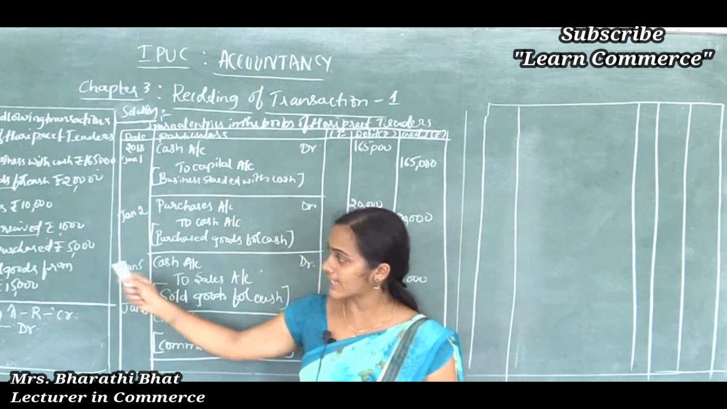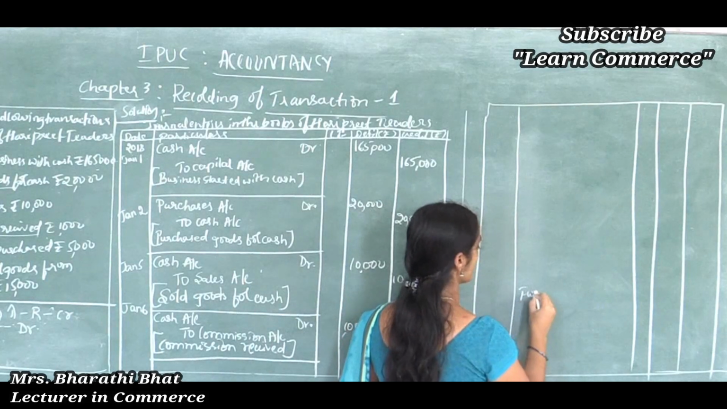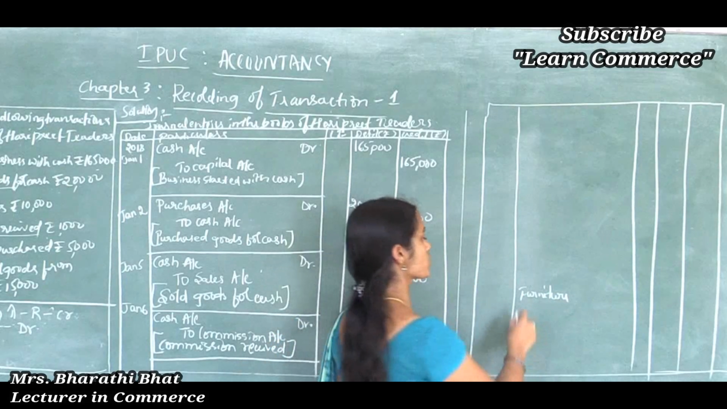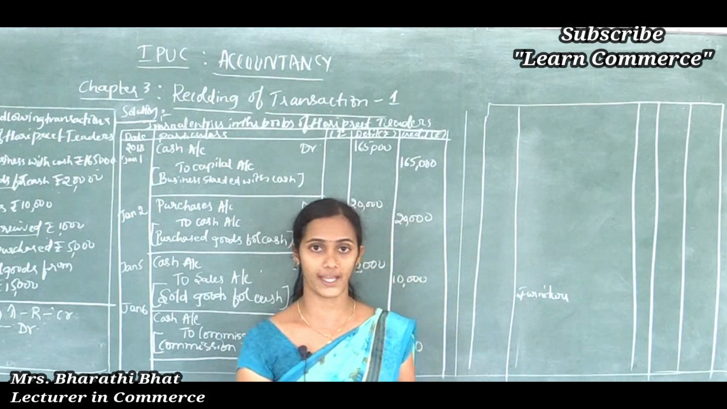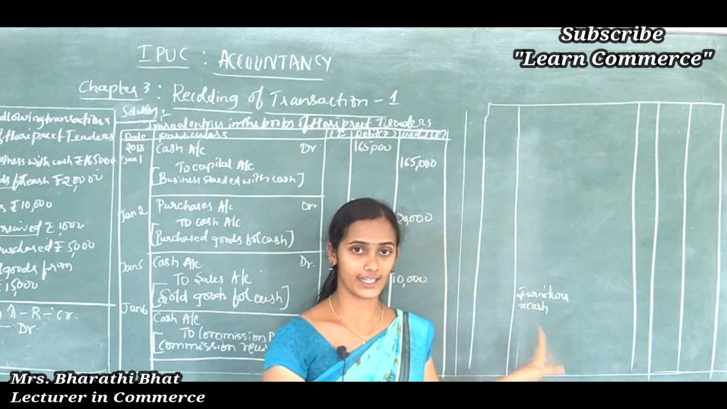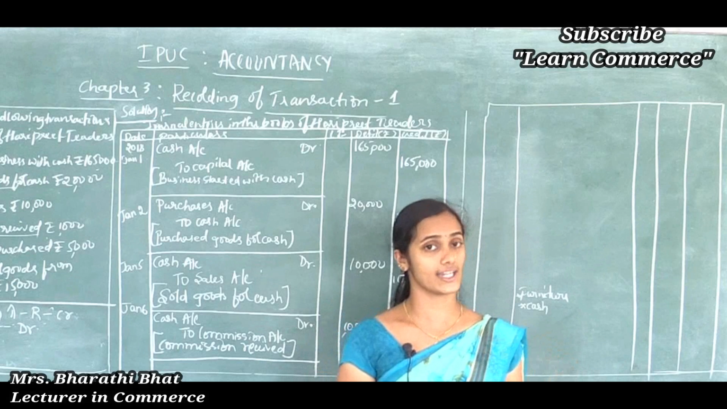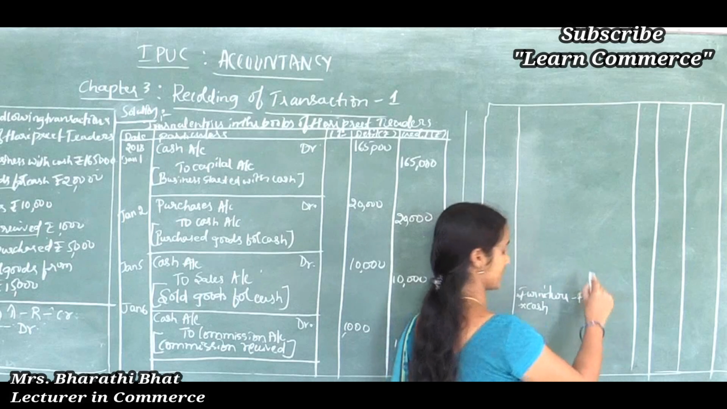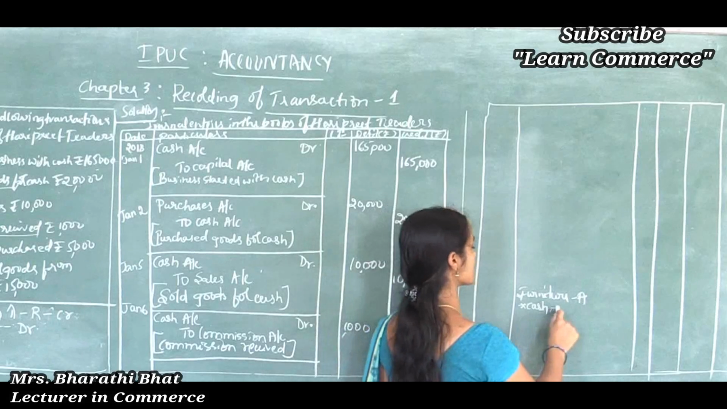Afterwards, January 8, furniture purchased. So we should analyze the transaction. They specifically mention what they purchased: furniture. So one account affected here is furniture. To purchase furniture we have to pay cash, so another account affected is cash. Whether furniture is an asset, a liability or any other type of account, you can say furniture is an asset account. Machinery also comes under asset, and cash is also an asset.